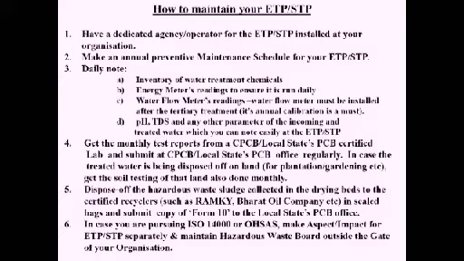Then number 4 is get the monthly test report from CPCB or local state PCB certified lab and submit at CPCB or local state PCB office regularly. Monthly you need to do it. In case the treated water is being disposed of on land for plantation, gardening, etc., get the soil testing also on a monthly basis. Then number 5, dispose of the hazardous waste sludge collected in drying beds to the certified recyclers such as Ramky or Bhatal. We talked about it earlier, in sealed bags. Submit a copy of Form 10, which is prevalent currently in India, to the local state PCB office.